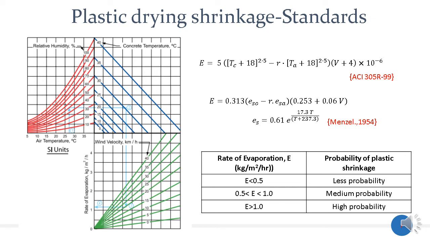When the rate of evaporation is less than 0.5, there is a low probability of plastic shrinkage cracking. When it is between 0.5 and 1, there is a medium probability, and we should be cautious. When the rate of evaporation is greater than 1, there is a higher probability of plastic shrinkage cracking. This is given in the ACI code.